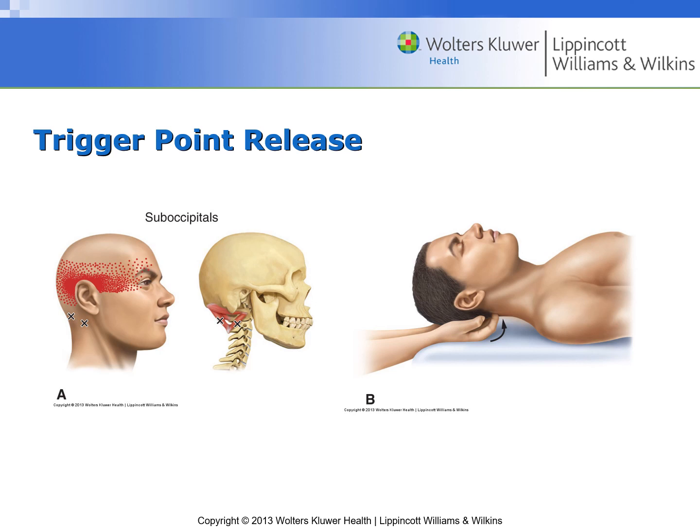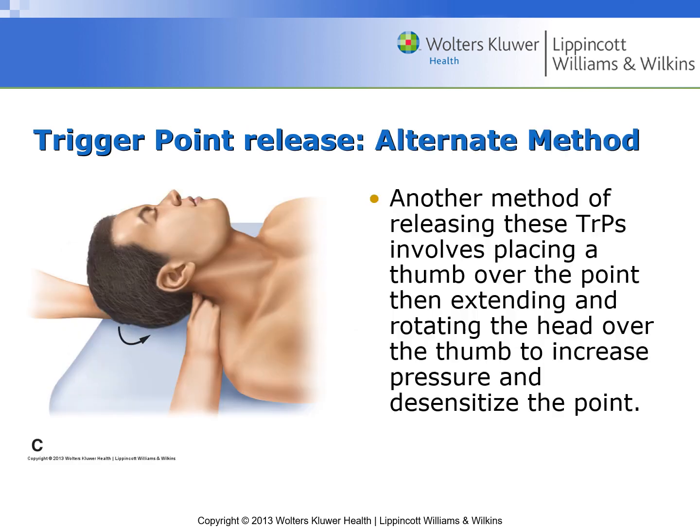In this trigger point release technique, the location of a common trigger point is the suboccipitals and their associated referred pain pattern. One method of desensitizing the trigger point is to curl the fingers up and under the occiput, placing moderate pressure on the points. Another method of releasing this trigger point involves placing a thumb over the point, then extending and rotating the head over the thumb to increase pressure and desensitize the point.